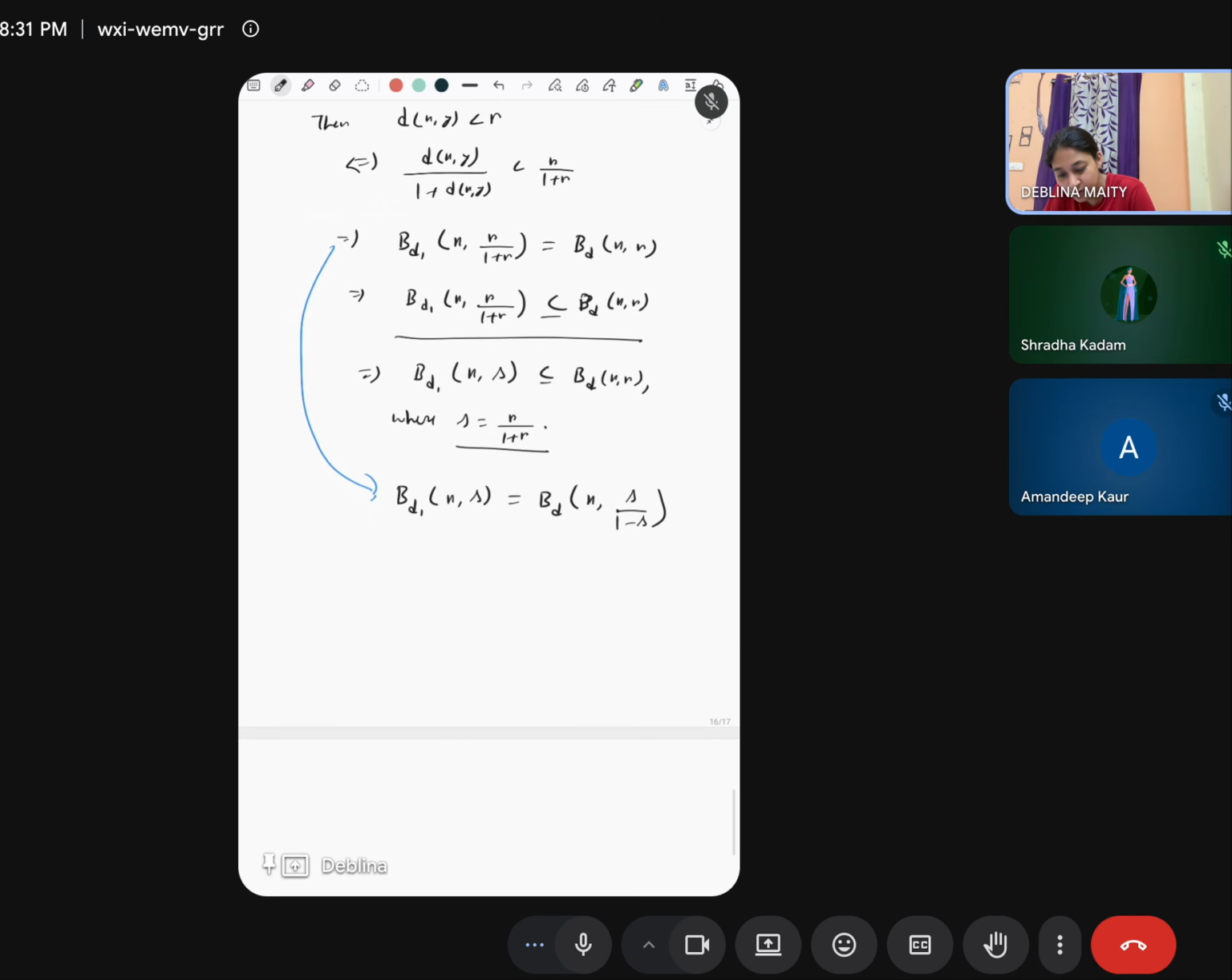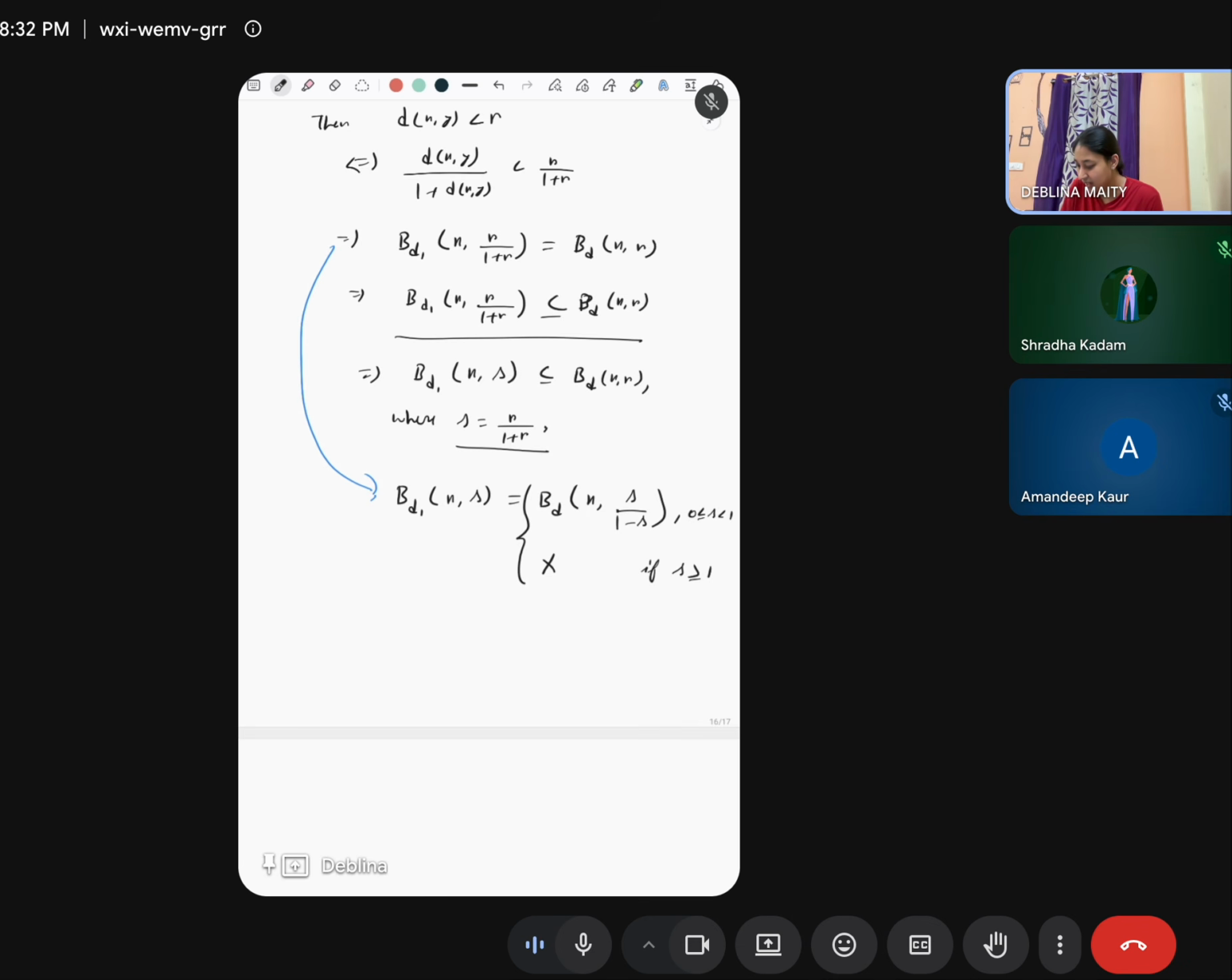Now see, this holds only for 0 less than s less than 1, because if s is greater than or equal to 1, then the whole set will be X. Because s is r/(1+r), it is always bounded by 1. So this line, B_d1(x, s) equals B_d(x, s/(1-s)), is true only for s from 0 to 1. When s is greater than 1, it contains all the values, so it is the whole set X.